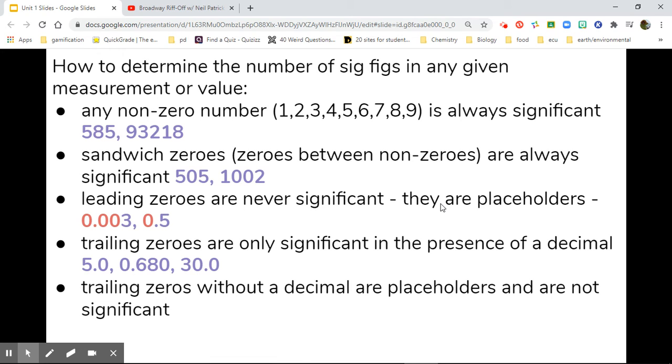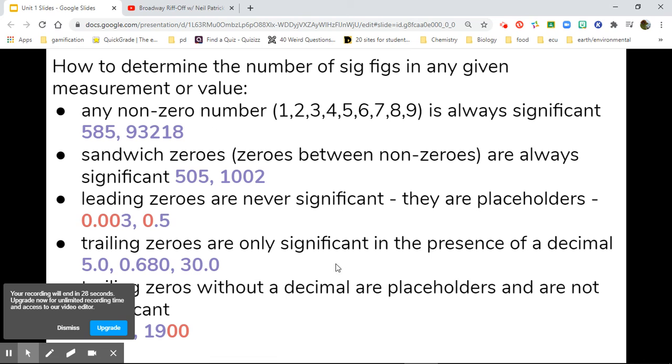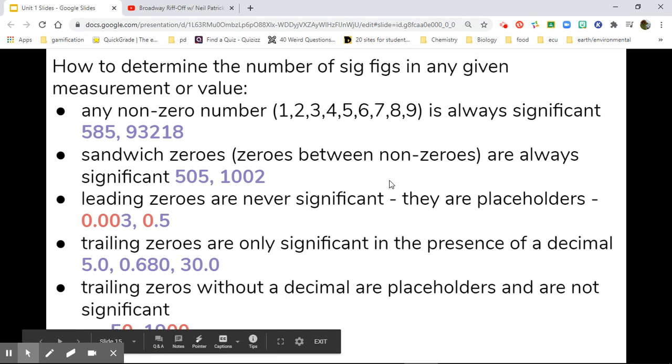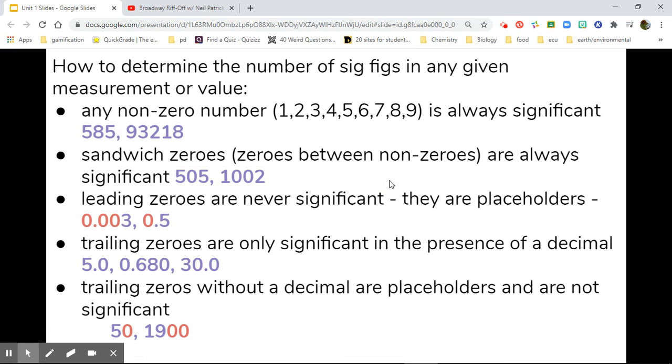Trailing zeros without a decimal point are placeholders. They are not significant. So 50, that zero is not significant. It's just holding a place. It doesn't mean anything. I can write both of these numbers in scientific notation, and the zeros aren't part of it at all: 5 times 10 to the 1, 1.9 times 10 to the third power. So both of those numbers can be written without the zeros in scientific notation. Those zeros are not significant. If you hadn't noticed as we're going here, the purple numbers are significant, the red numbers are not.